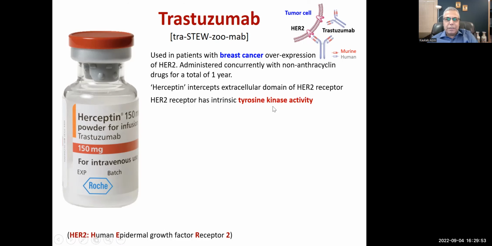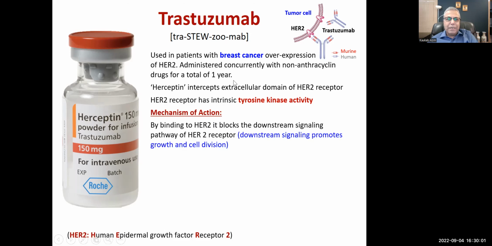So HER2 has a tyrosine kinase activity, cell biology, something that happens inside the cells. Mechanism of action: by binding to HER2, it blocks the downstream signaling pathway of the HER2 receptor, and the downstream signaling promotes growth and cell division. So if these antibodies are not there, the cell will divide. These antibodies stop the cell division.